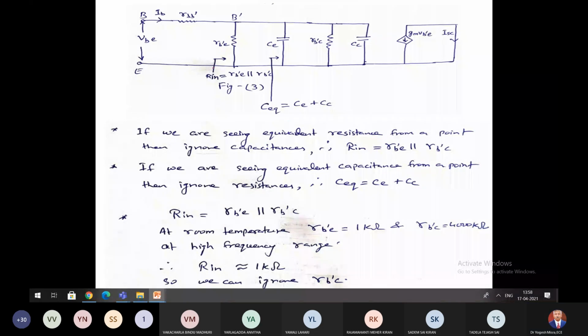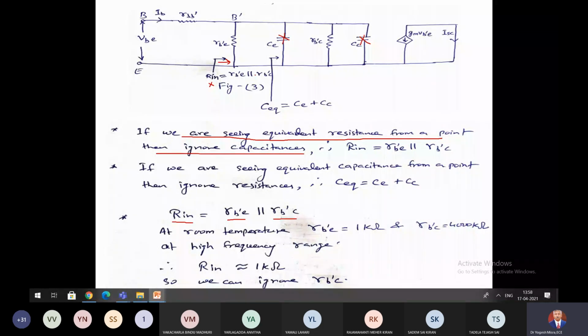Now, if we are seeing the equivalent resistance from a point, then ignore capacitance. Means from here, if we are looking inside, there are capacitances and resistances. So when we are looking for resistance, ignore these capacitances. So we will get the Rin. Rin will be RB'E in parallel with RB'C.